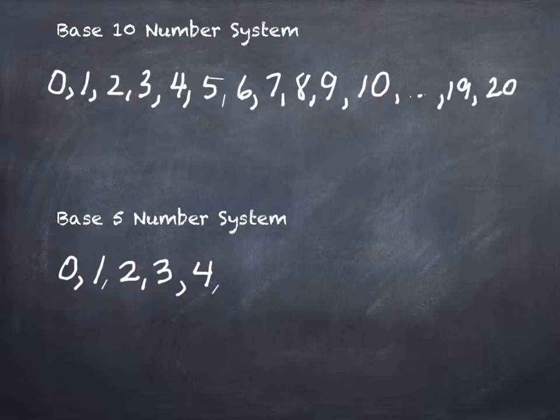In our system, what is it? 10. It was 10. And in the base 5 system, it will be as well. We won't read it as 10. We'll read it as 1, 0. Okay? When you run out of numerals, you have to create a 2-digit number. The first number is a 1, and the next one's a 0.